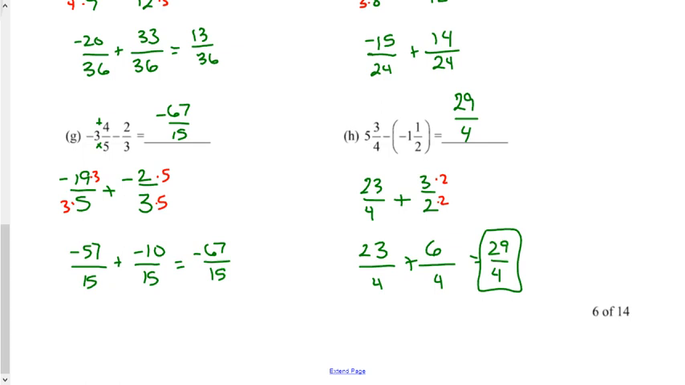That was a lot of work. That was a lot of practice. I hope it's permanent. I hope you did it right. If you didn't, maybe redo them. All right. Good luck.